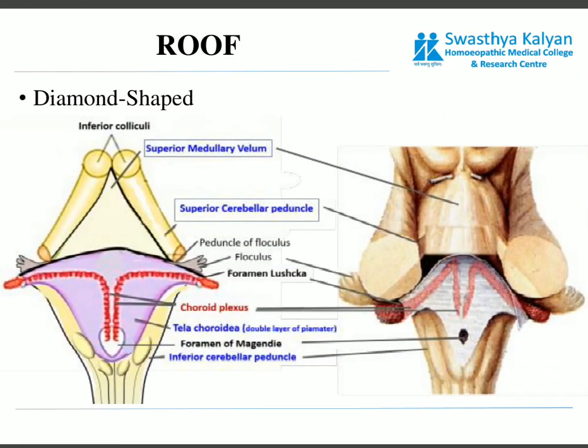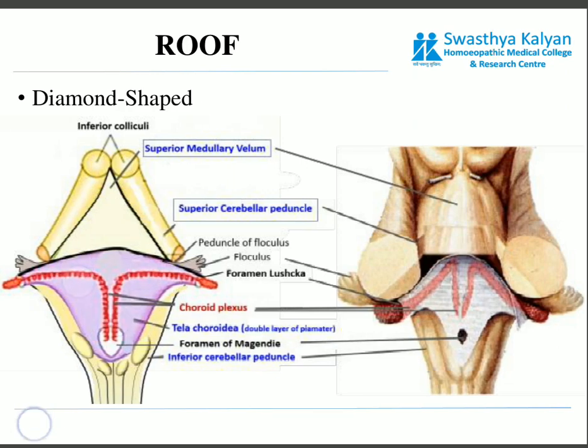So the roof of the fourth ventricle is a diamond-shaped structure, for the purpose of study divisible into two parts, the superior or cranial part and the inferior or caudal part. So this is the superior or cranial portion and this is the inferior or caudal portion of the roof of the fourth ventricle.